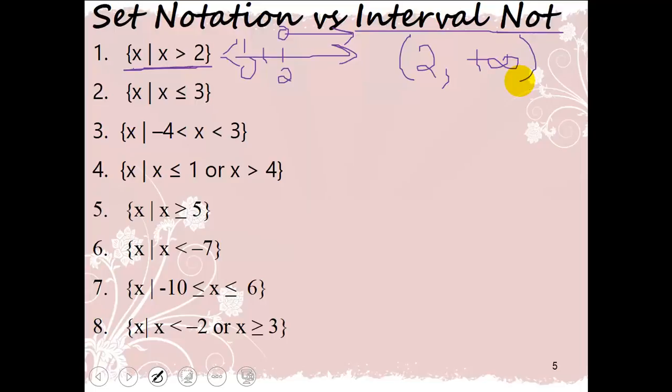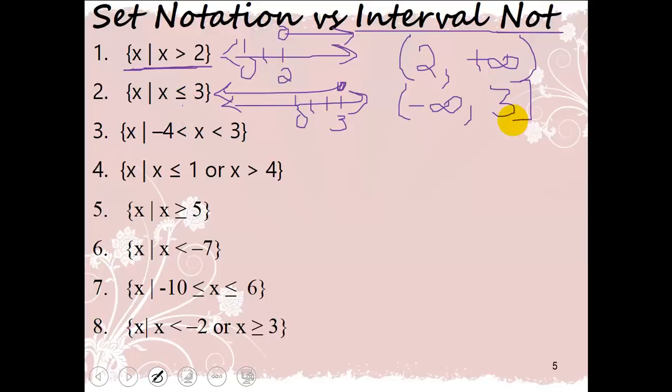X is less than or equal to 3. Well, here's 0. Here's 3. So I'm going to have a closed dot and a line going off to the left. So my smallest number just keeps getting smaller and smaller and smaller. We use a negative infinity there with a parenthesis. And then my 3 is associated with this less than or equal to symbol right here.